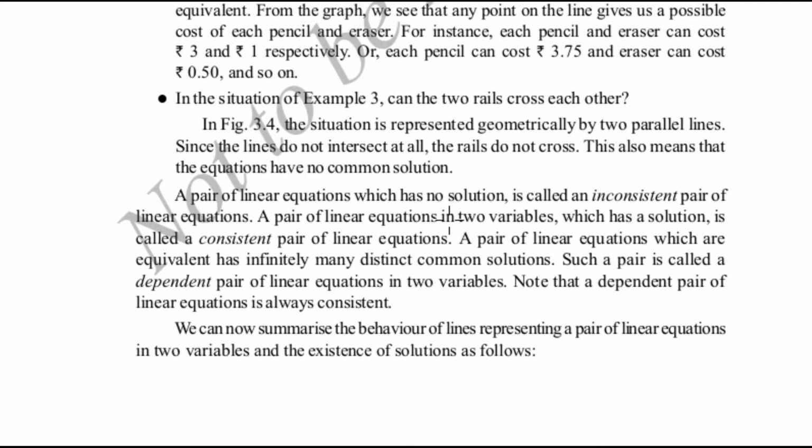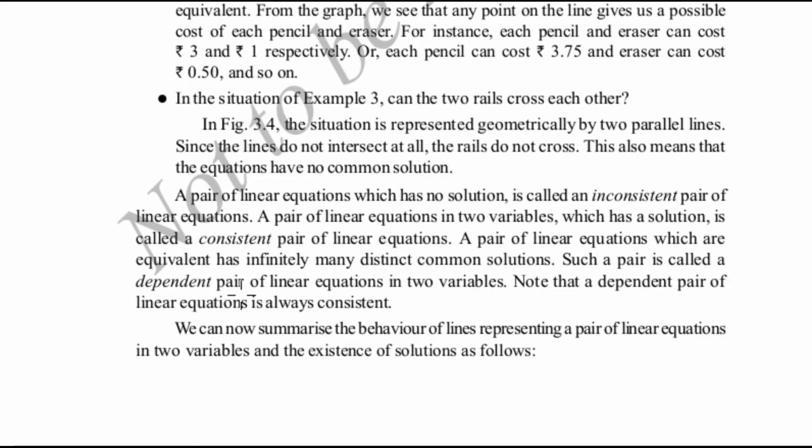A pair of linear equations which has no solution is called an inconsistent pair. So example 3 is an inconsistent pair of linear equations. A pair of linear equations in two variables which has a single solution is called a consistent pair of linear equations. Example 1, that is the example of Akela, is a consistent pair of linear equations. A pair of linear equations which are equivalent has infinitely many distinct common solutions. Such a pair is called a dependent pair of linear equations.